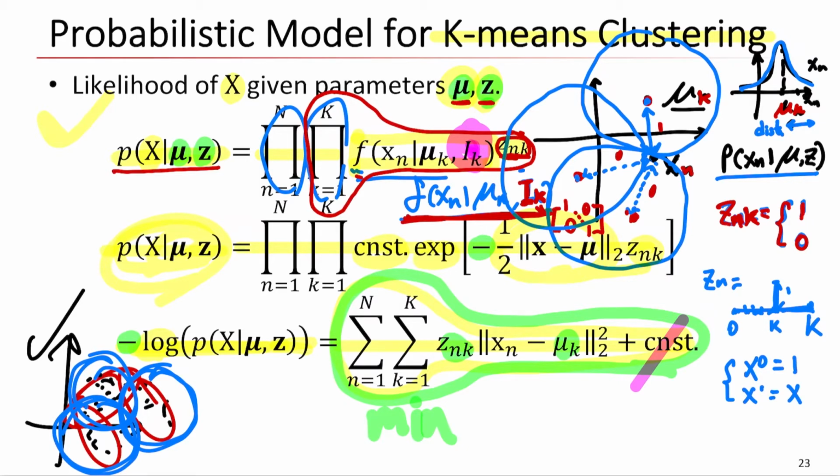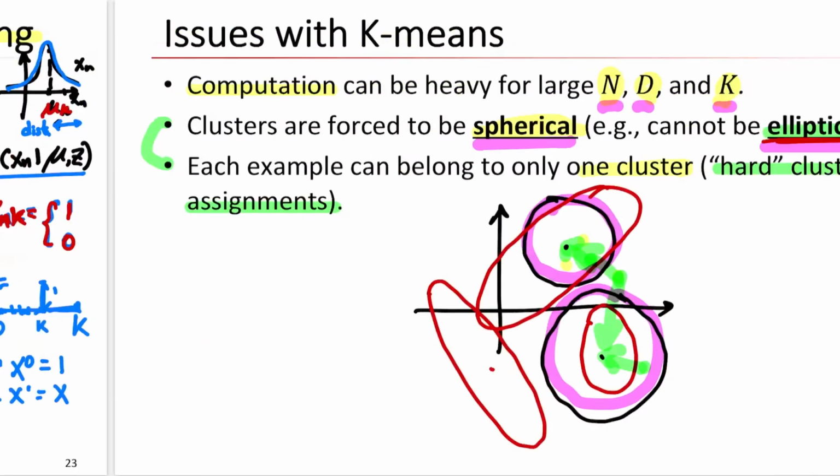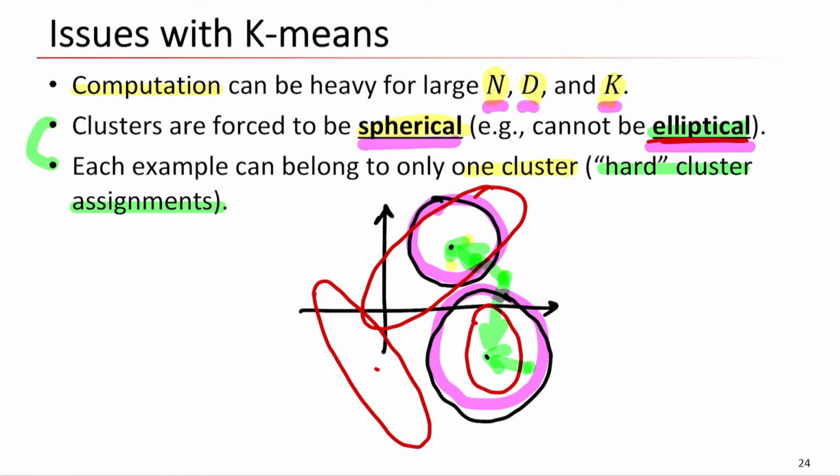So we derive our k-means clustering loss function here, right? Okay, so this is the probabilistic model for the k-means clustering, right? And what were the limitations of the k-means clustering? The first one is that the clusters have to be spherical, right?